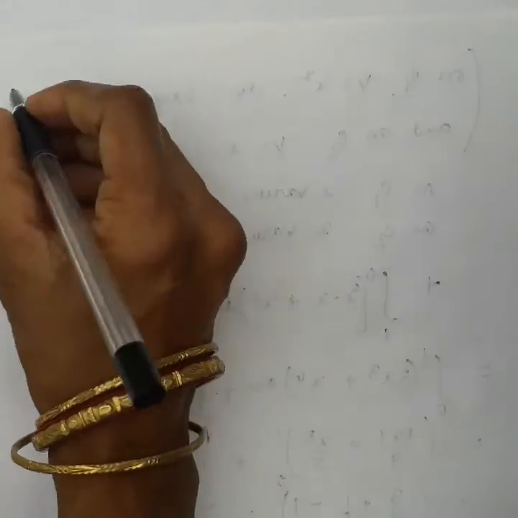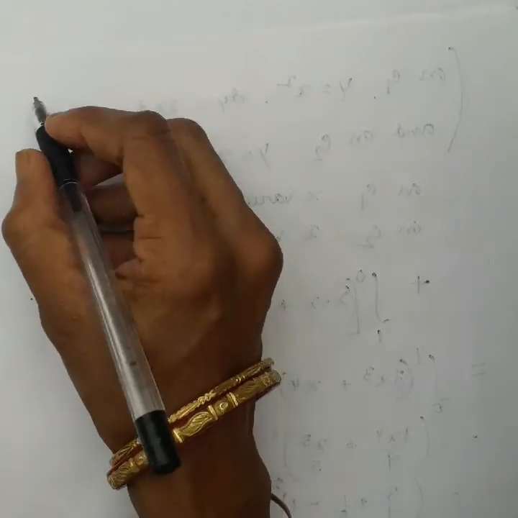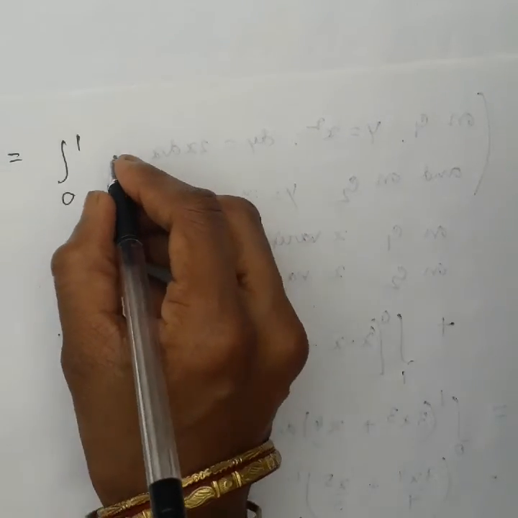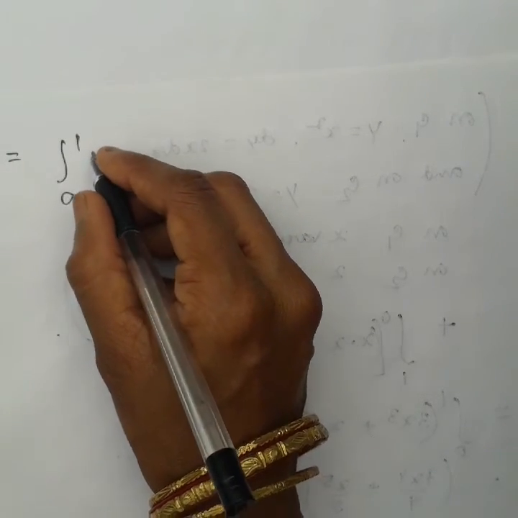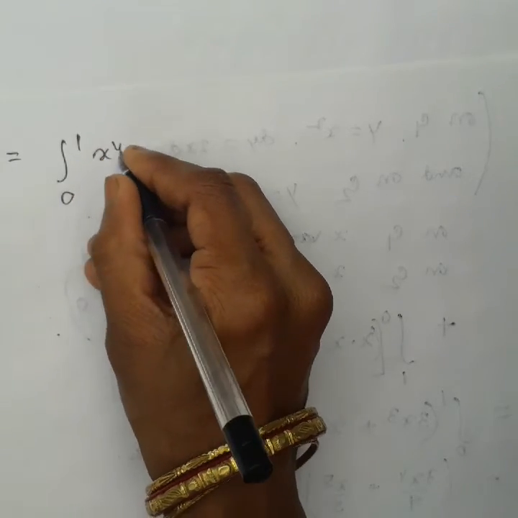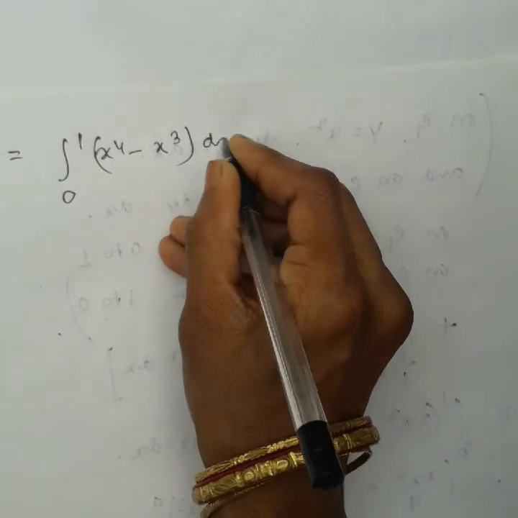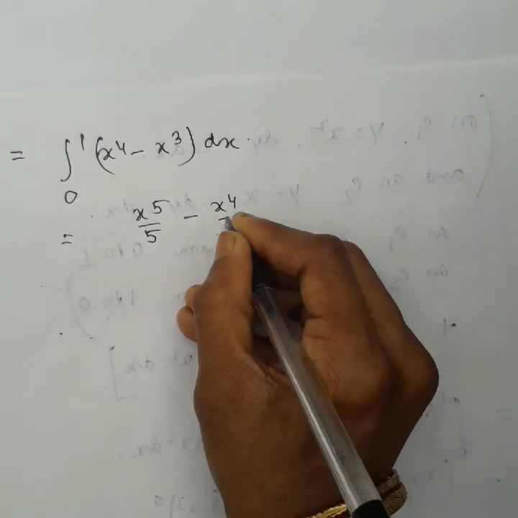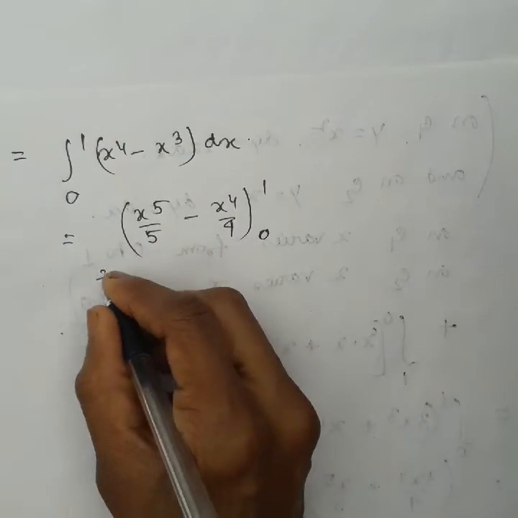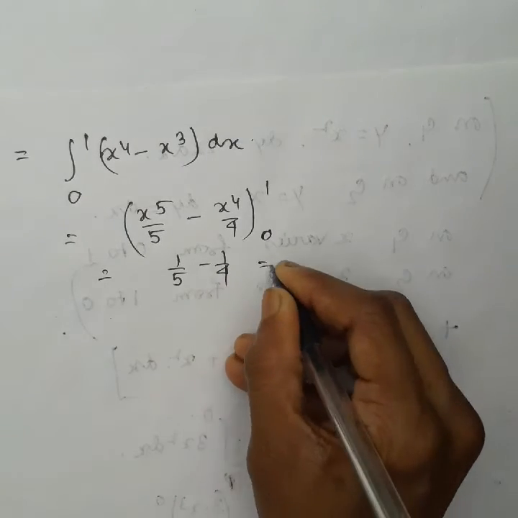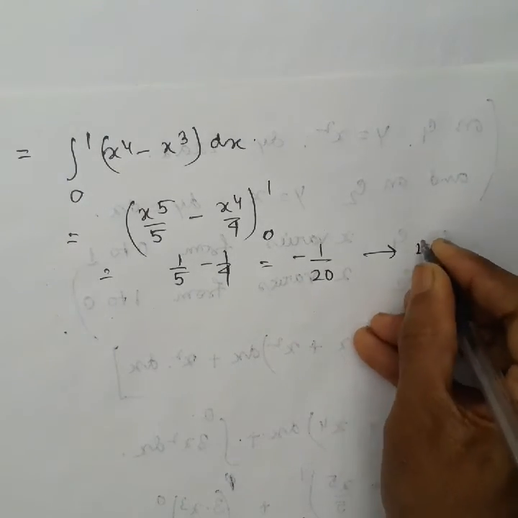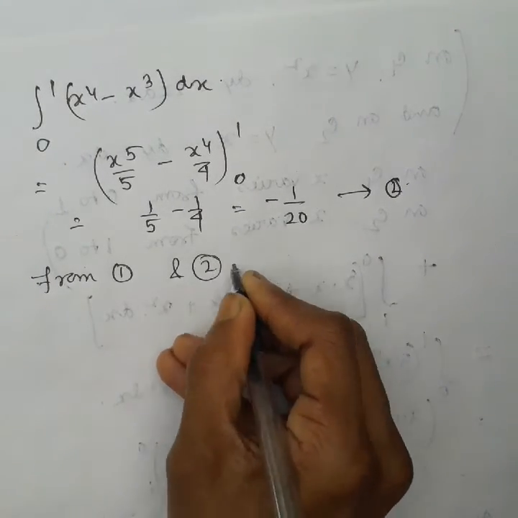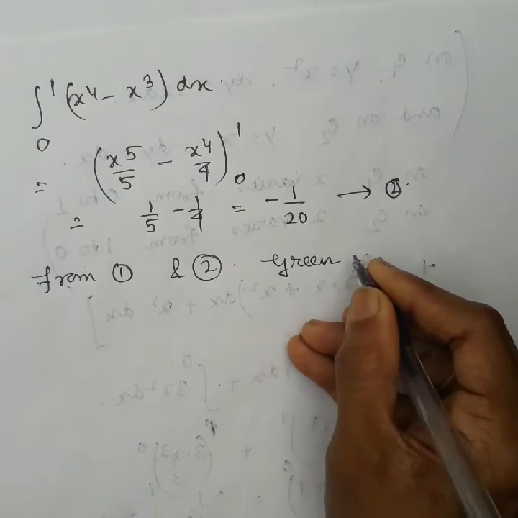So this is the integration from 0 to 1 of x to the power 4 minus x cube dx, that equals x to the power 5 by 5 minus x to the power 4 by 4, from 0 to 1, that means 1 by 5 minus 1 by 4, that is minus 1 by 20. Okay, so from 1 and 2, Green's theorem is verified.